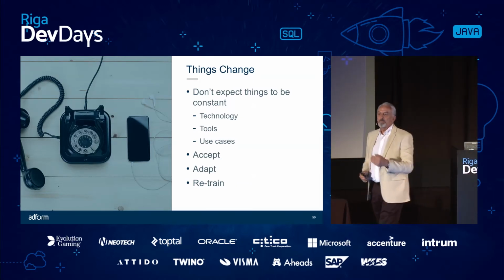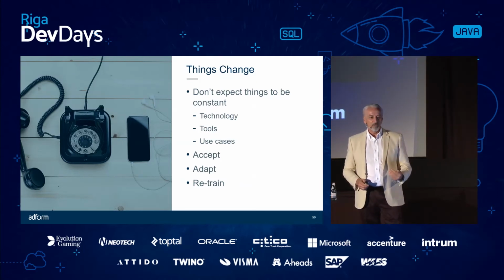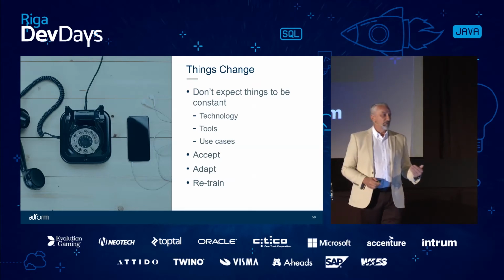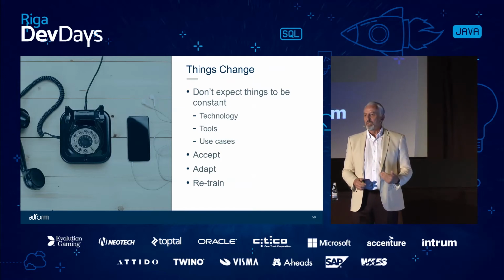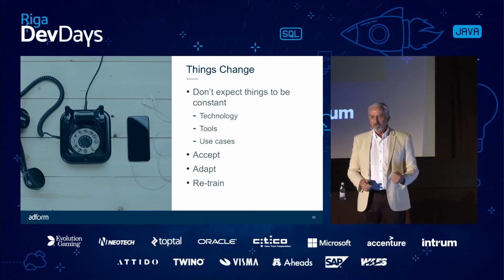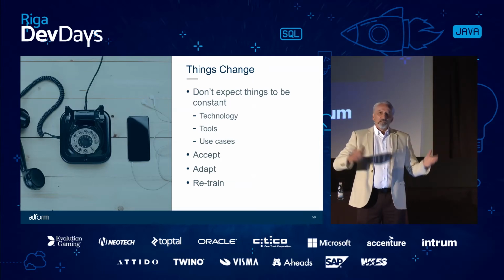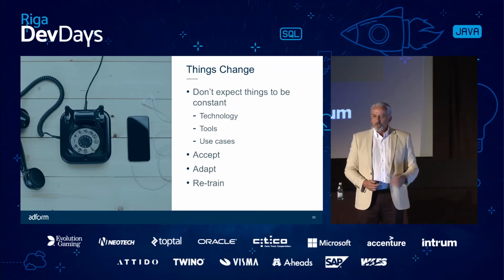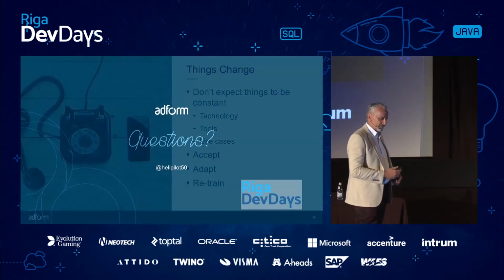So, accept the change, adapt to it, and retrain. We all can do it. I turn 60 in 2 months. I still write code. I'm a technology architect for a large digital marketing company, and I have adapted and retrained every 8 to 9 months to learn new things. You can do it too. So don't be frightened of it.